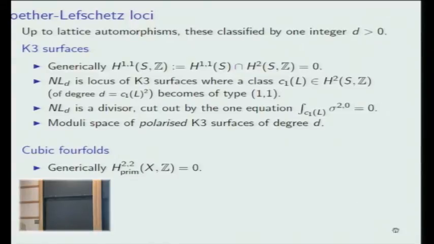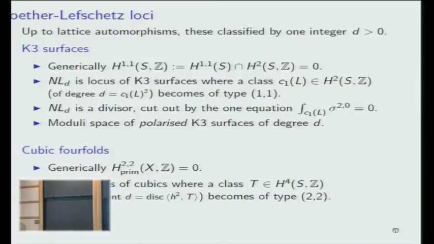And then there's a very similar story for cubic fourfolds. So again, generically, you've always got the hyperplane squared class, but once we remove that and pass to the primitive cohomology, generically there are no integral classes in the 2-2 cohomology. And then there's a divisor, a Noether-Lefschetz divisor of cubics where there is a special class. So we always call it T. So it's an integral class. Again, it's primitive. We always assume it's primitive.